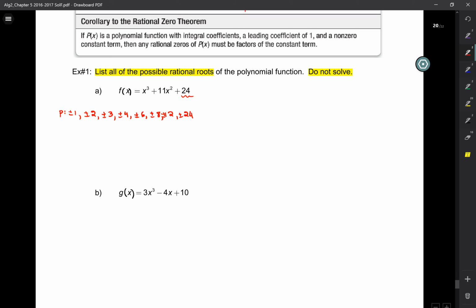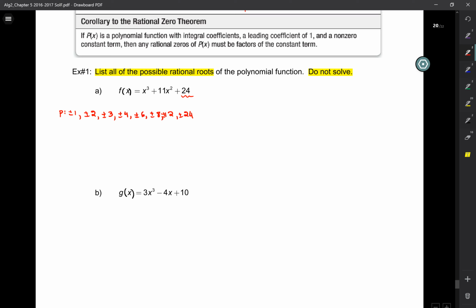So the point is, if this function has rational roots, then they've got to be numbers that are in that list. That's what we just did, okay? All right, so these are all of the possible rational roots. Okay, now, that's all you have to do for that one just yet, because it said to not solve.